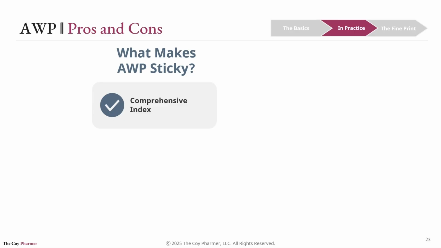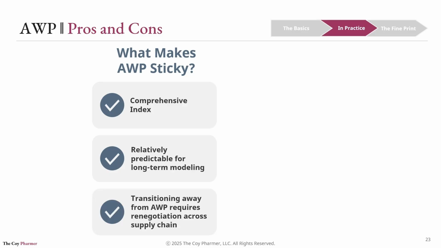This is a comprehensive index, so every product, every NDC or national drug code that gets launched in the market generally will go live on First Databank or Medispan, and on the first day of launch, they will have an AWP and a WAC listed in a very comprehensive manner. Next, although there's some debate about this in the industry, this is a relatively predictable index for long-term modeling. Brand AWP inflates somewhat over time, but on a relatively stable basis.